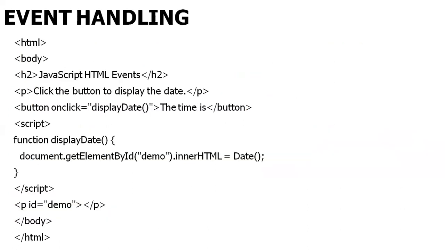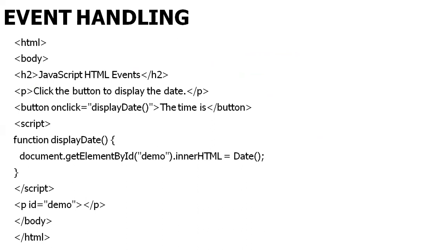The HTML tag is open, the body tag is open, and the JavaScript HTML event heading in the H2 tag is closed. In the paragraph tag, clicking the button displays the date. This is how the onclick event works. With the help of the onclick event, by clicking the button, it displays the date. The button name is the time is. We are going to click the button to display the date.